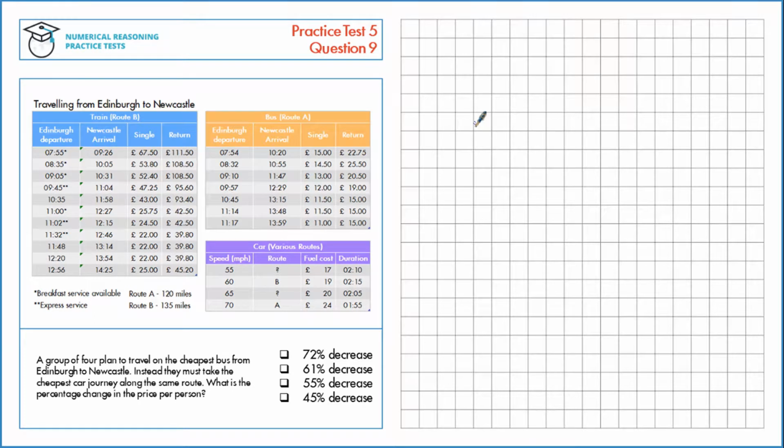A group of 4 plan to travel on the cheapest bus from Edinburgh to Newcastle. Instead, they must take the cheapest car journey along the same route. What is the percentage change in the price per person?